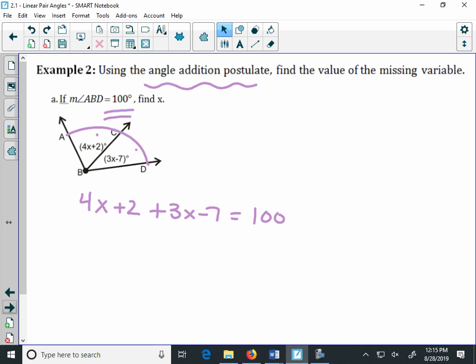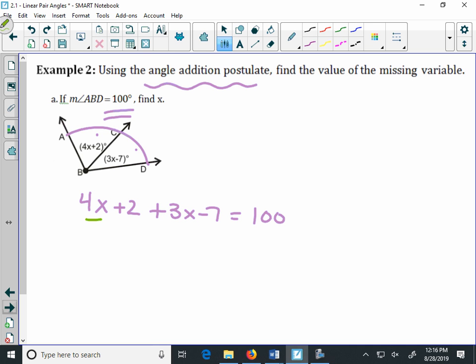Can't set them equal. That indicates that they are equal. We're not given a bisector. We don't know that that's a bisector. I see that a lot of the time, so be very careful. Okay? I'm going to use that angle addition postulate. Very good, Lucas. So in order to solve, what do we have to do with our terms first?